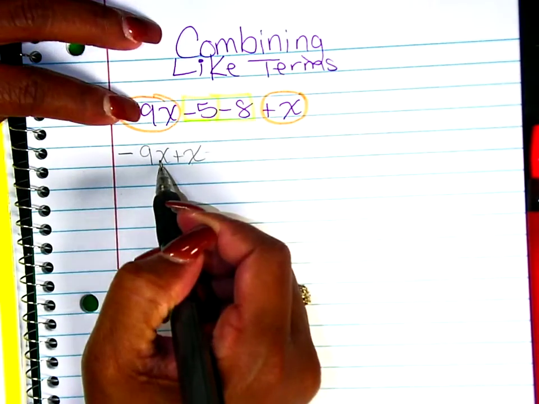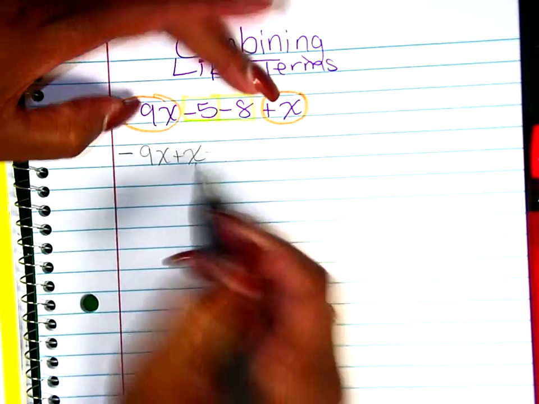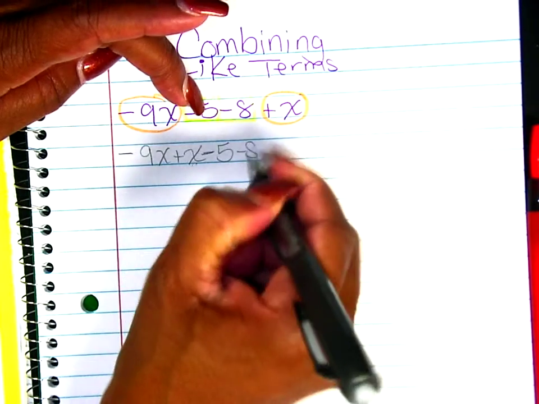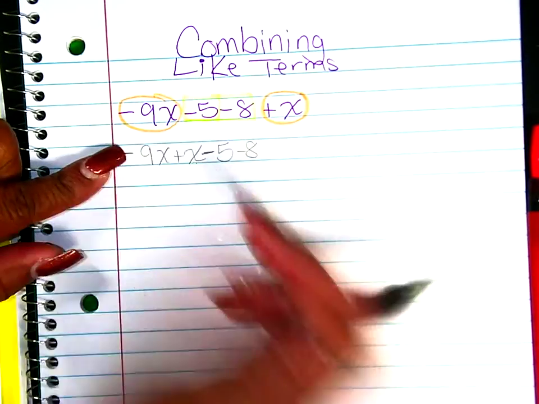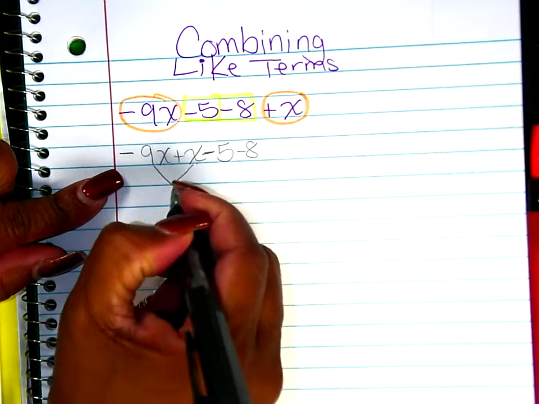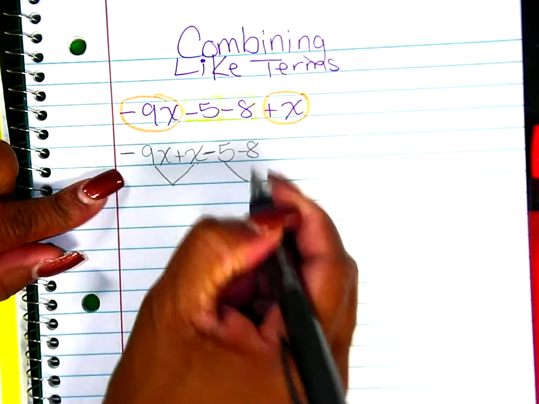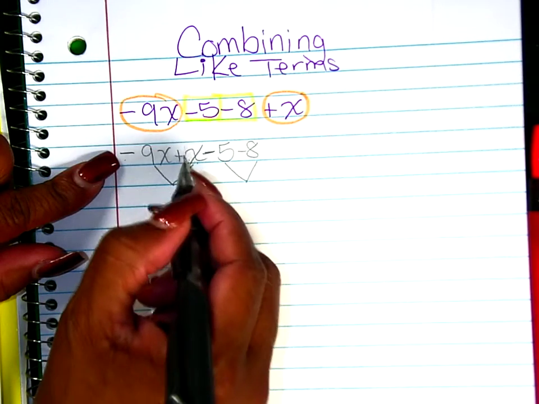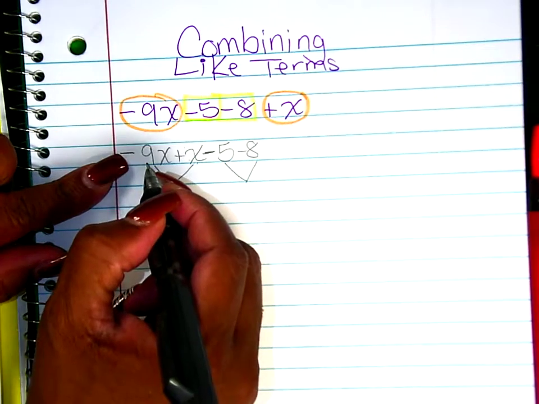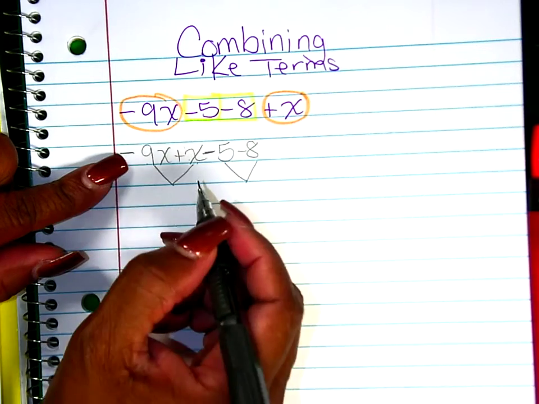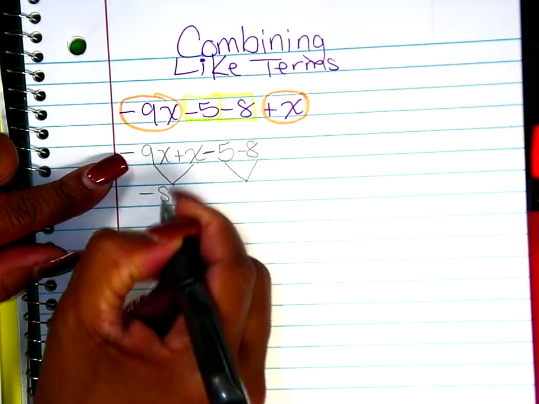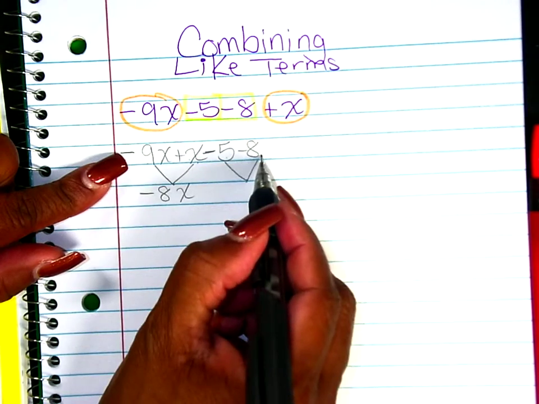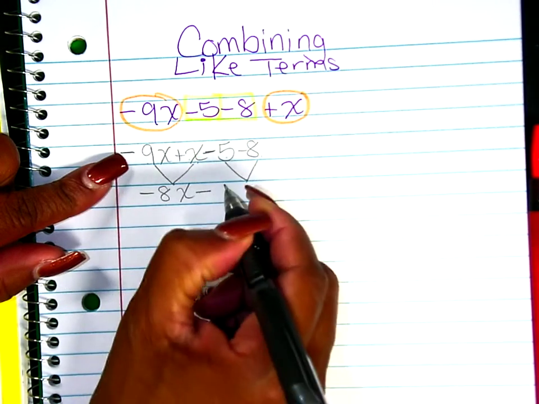So we have negative 9x and plus x. Those are like terms. Now I'm going to write negative 5, or subtract 5, minus 8. I have my like terms beside each other. Therefore, I can combine my x term. Then I can combine my constant. The coefficient here is 1, the coefficient here is negative 9. Negative 9 plus 1 will give you negative 8x. Okay? We have a negative 5 plus a negative 8, which will give us a negative 13.